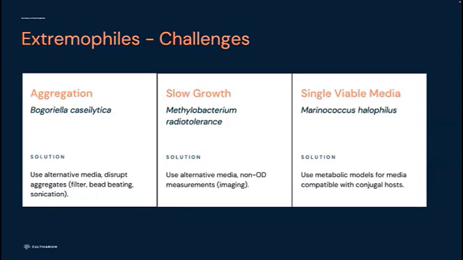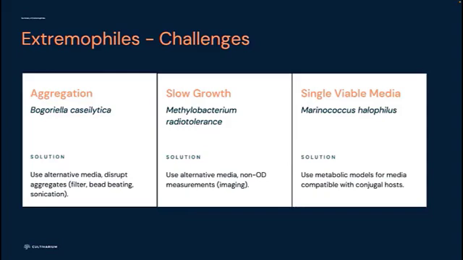The second challenge is slow growth. Long incubation times are usually coupled to low biomass, and this makes genetic modification very difficult. The potential solution involves using alternative media or using non-OD measurements to monitor the growth, like imaging.